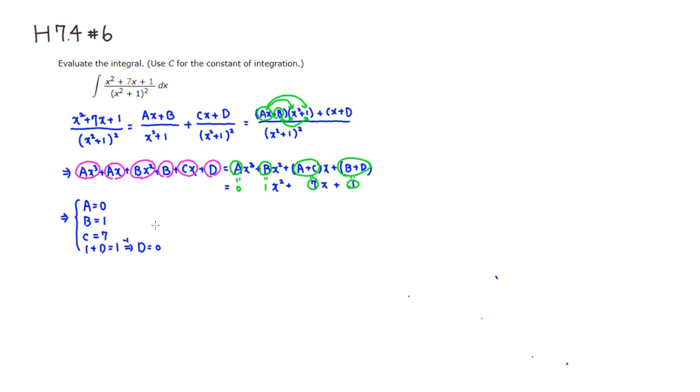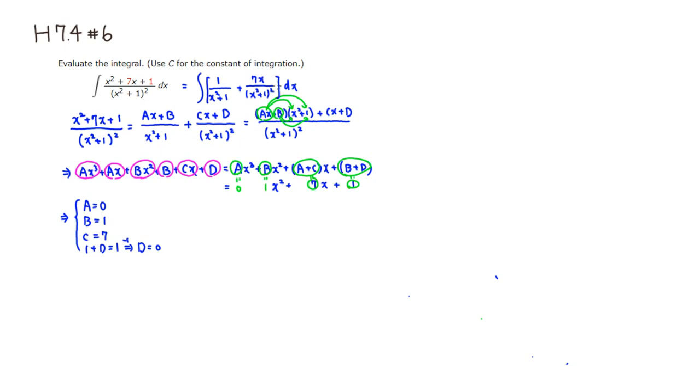Alright, so we can rewrite this as an integral. a is 0 and b is 1, so you're going to have 1 over x squared plus 1. c is 7, d is 0, so you have plus 7x over x squared plus 1 squared. And then we have a dx. Maybe I'll put a bracket there.